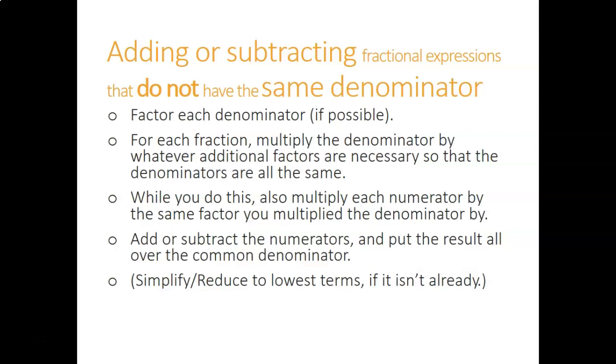But while you do that, also multiply each numerator by the same factor you multiplied the denominator by. Remember, you're allowed to take any fractional expression and multiply the numerator and denominator both by the same thing, and it's equivalent to what you started with. But you have to multiply by the same thing on top and on the bottom. The result of doing that should be that now your fractions do have the same denominator as each other, and now you can go ahead and add or subtract the numerators, putting the result all over the common denominator, and if your result of doing that isn't in lowest terms, then you'll want to simplify.